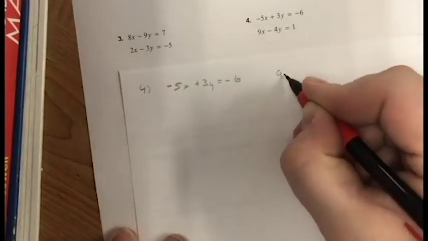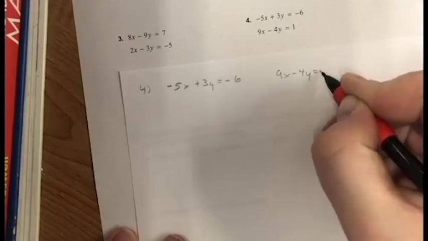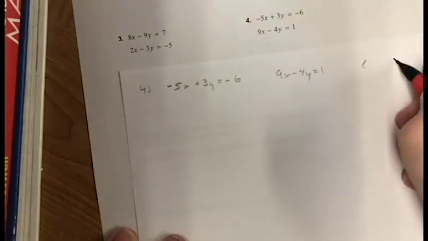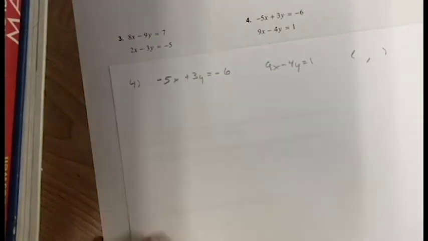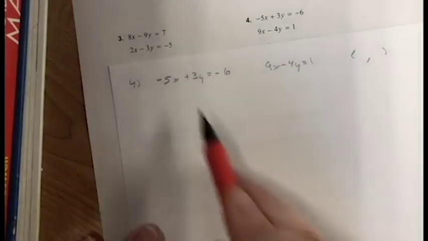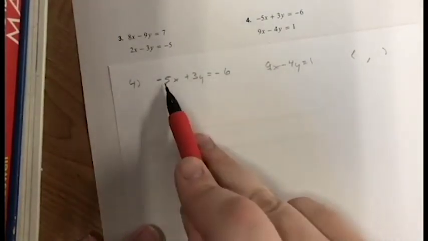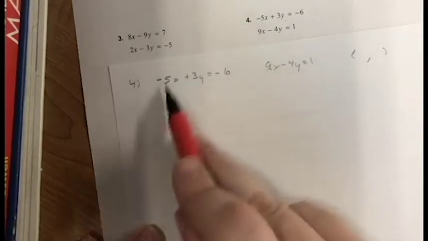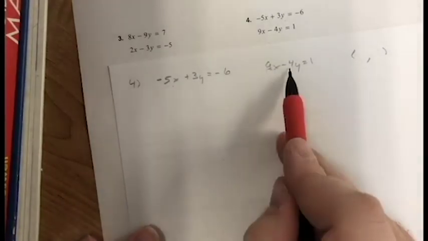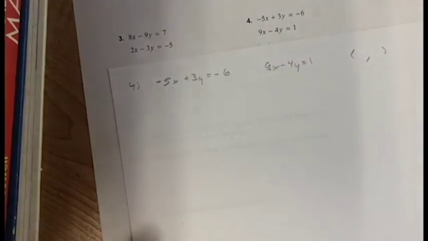And then we have 9x minus 4y equals 1. My job is to find what the ordered pair is when we graph these things and see where they cross on a Cartesian plane. So, right off the bat, you should notice that none of the coefficients match. I have a negative 5 here and a 9, so they don't match. I have a 3 here and a negative 4 here, so they don't match.